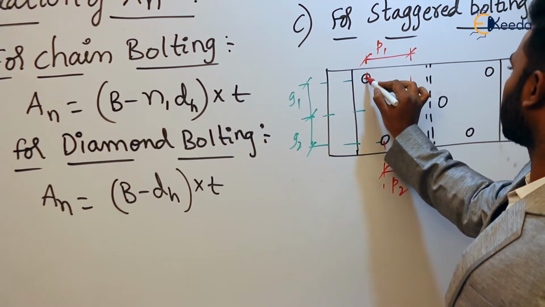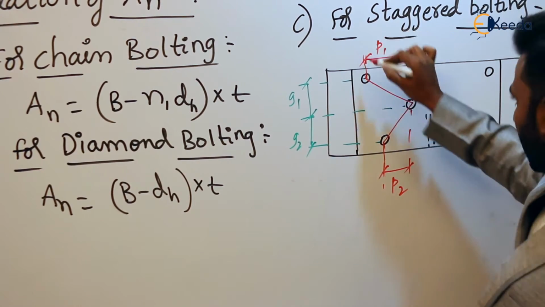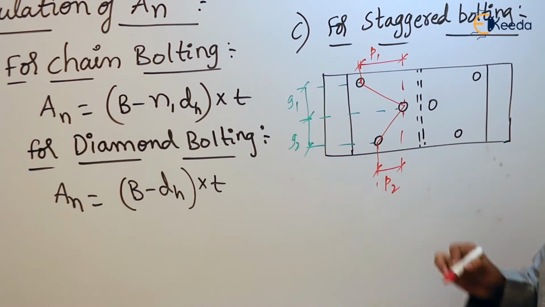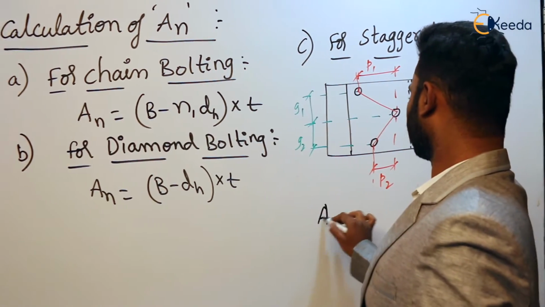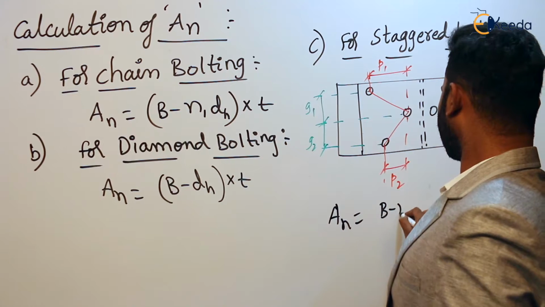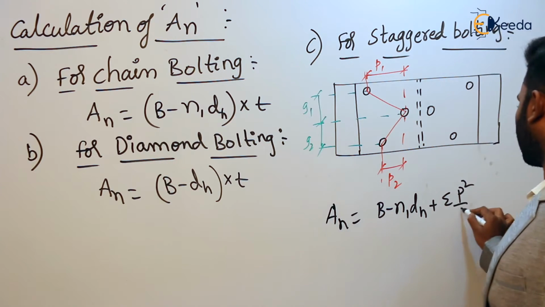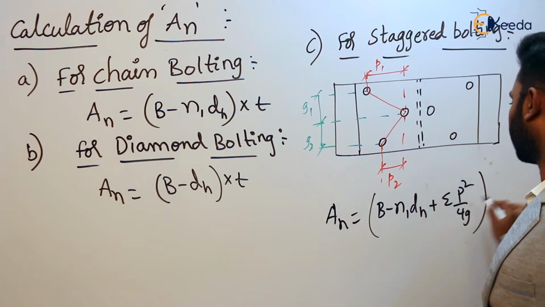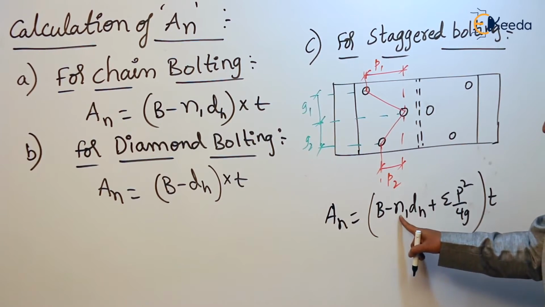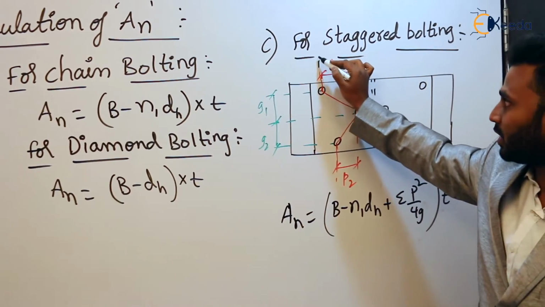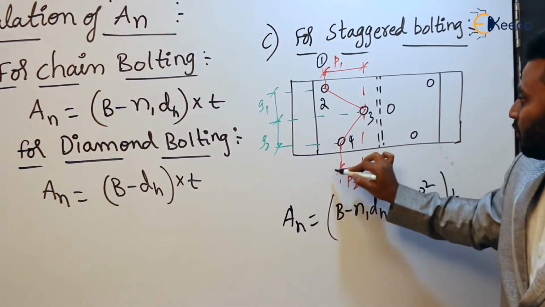Now in this case, the failure plane will be like this. So along this plane it will break. Okay, so now A net in this case is B minus N1 Dh plus sigma P square by 4G into T. So N1 is the number of bolts in the critical section. So this one, 1, 2, 3, 4, 5.